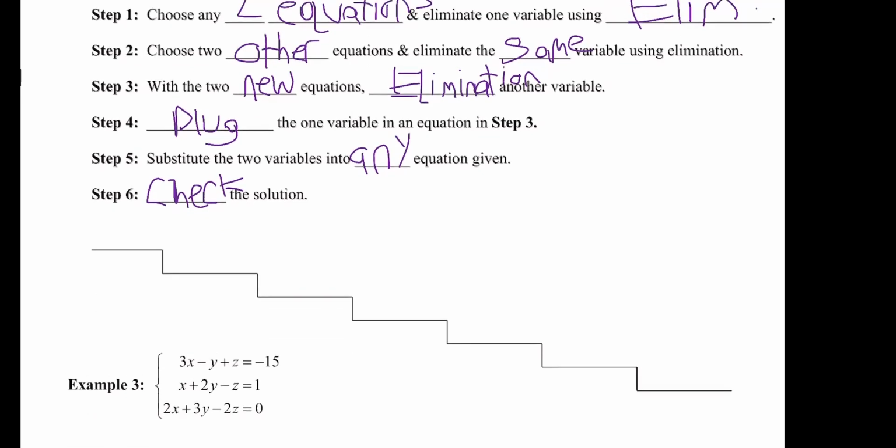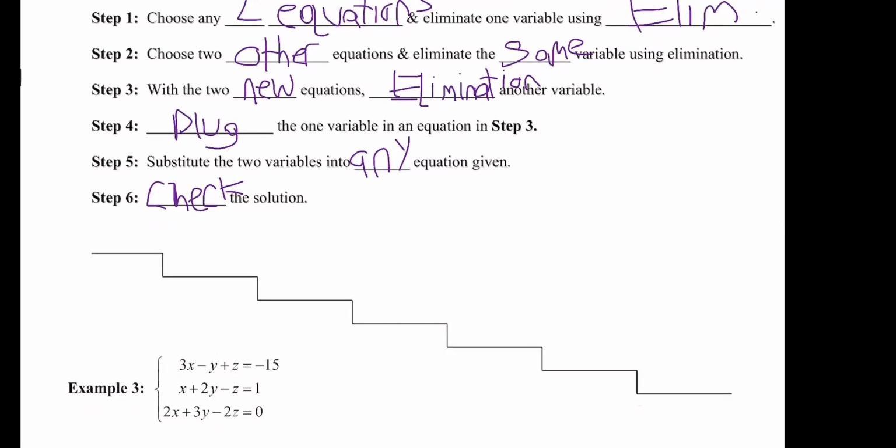This kind of diagram, I don't know if it's helpful, but I didn't make this note sheet, I found it. If it helps you to think about your steps, you're going to eliminate with 2 equations, and you're going to eliminate with 2 more.